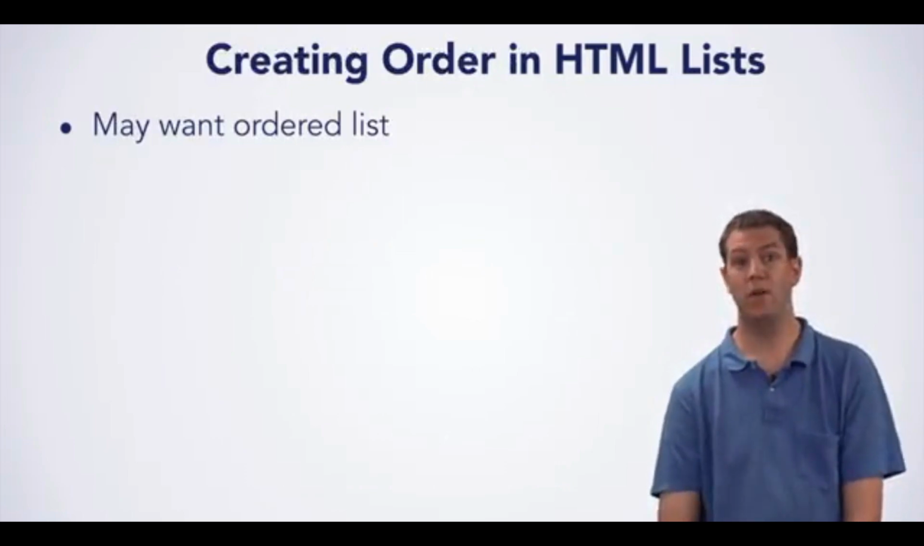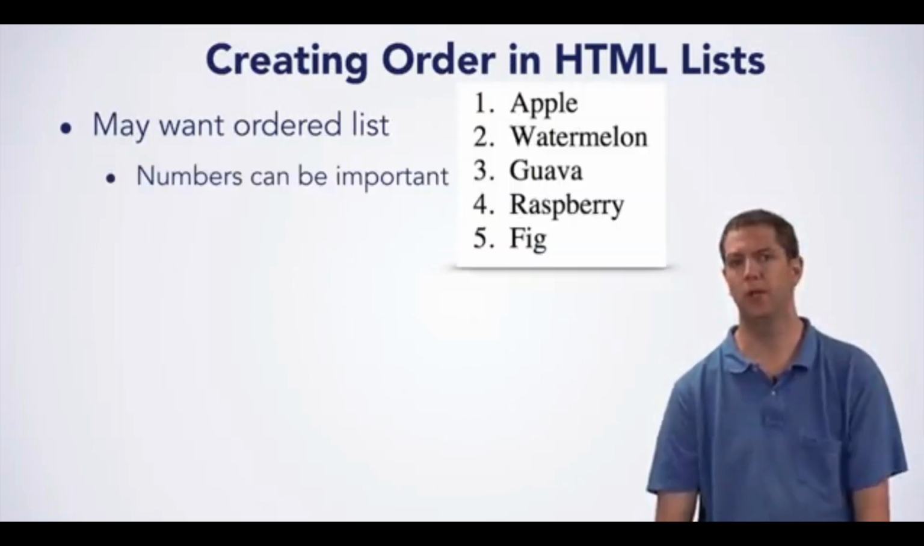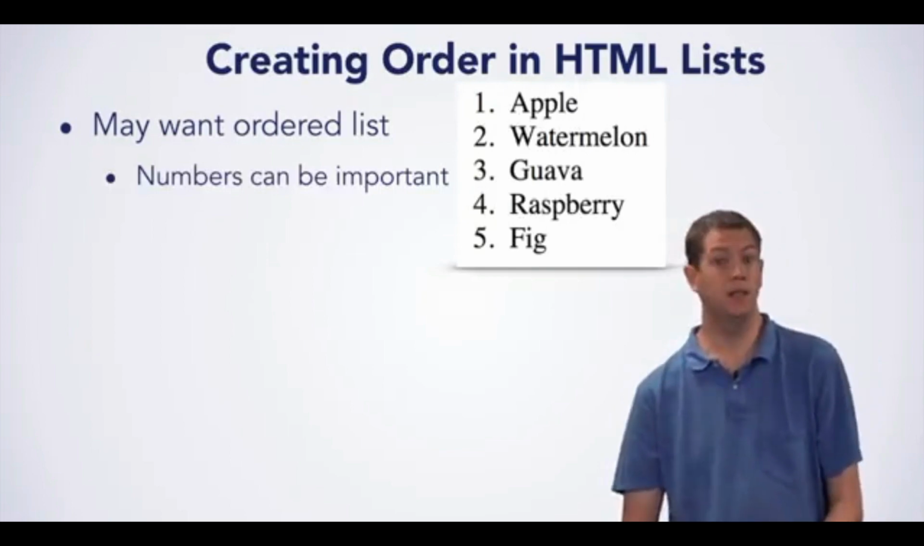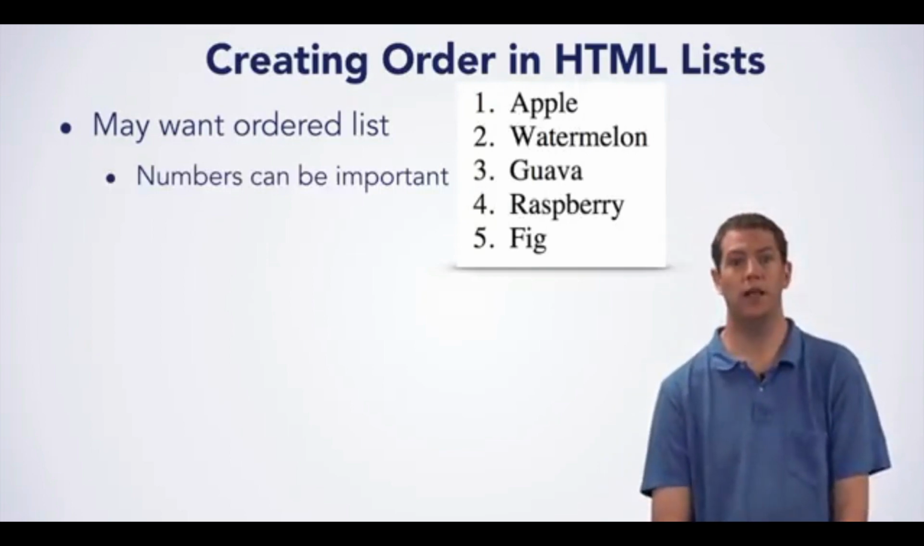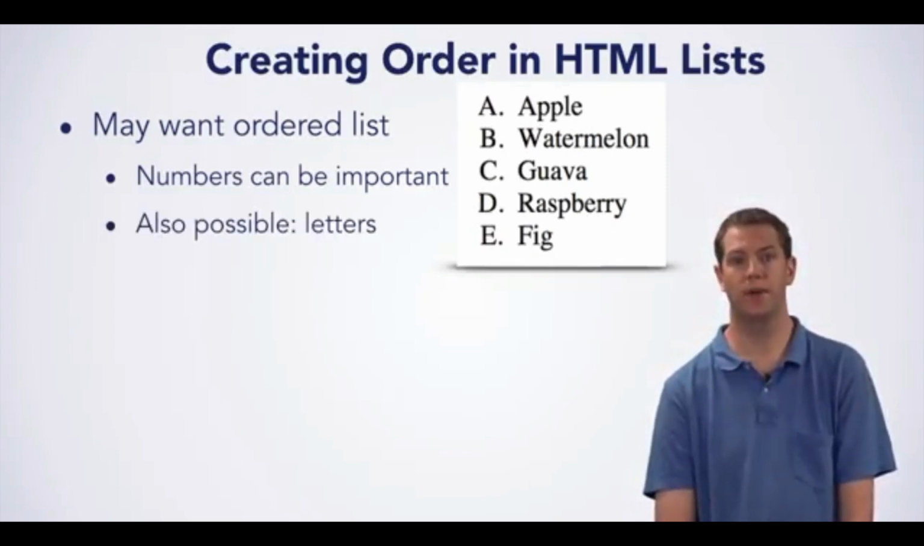Okay, so you know about unordered lists. But sometimes you want an ordered list, one that will number the items. If you wanted to describe your preferences for your 5 favorite fruits, for example, you might want to number them. In such a situation, numbering is important as you want to indicate the ordering of the list. You can also have lists which are ordered but labeled with letters instead of numbers.